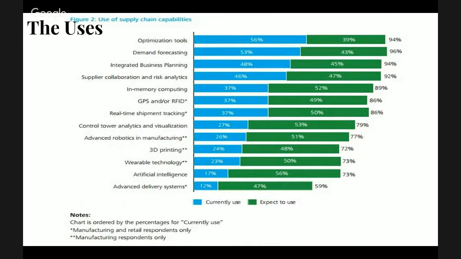This slide shows the usage of supply chain capabilities. Optimization tools are currently used the most. However, this graph has the projected uses, and we can see that artificial intelligence is on track for the most growth in the coming years.